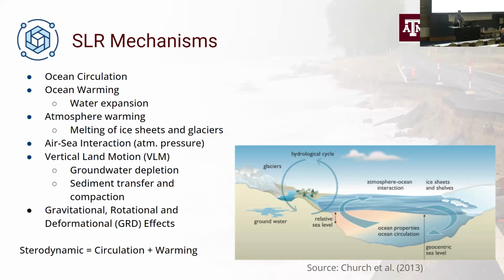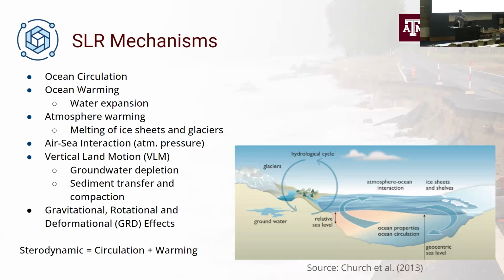Atmospheric warming can also melt the ice sheets and glaciers. The water stored in glaciers and ice sheets can run off to the ocean, and that can increase the sea level. The third factor is the air-sea impact. As the winds and pressure systems move around, that also will exert an impact on the ocean surface, which can also contribute to sea level height.